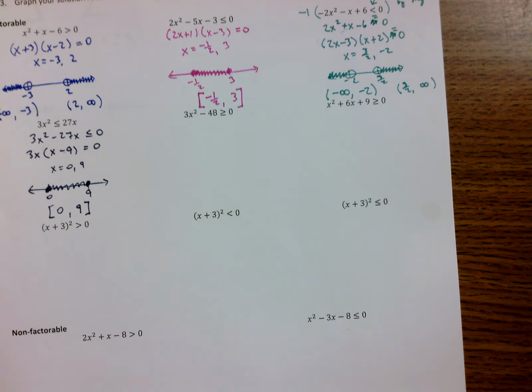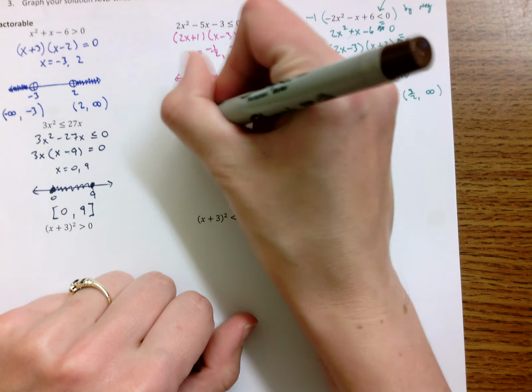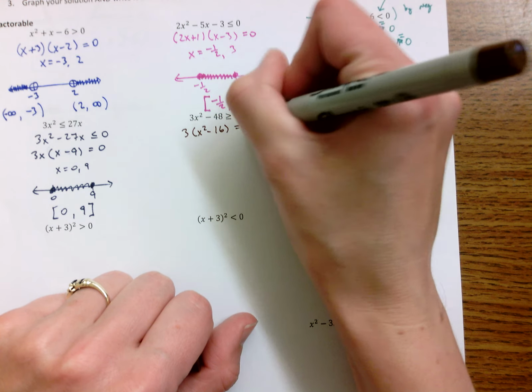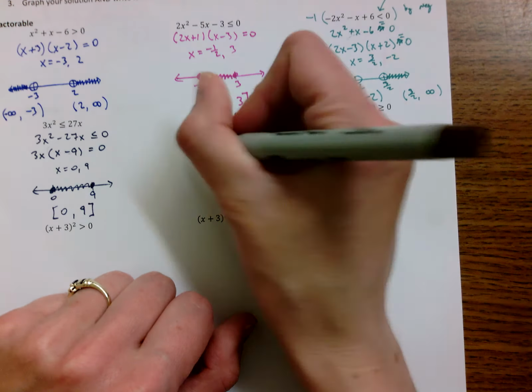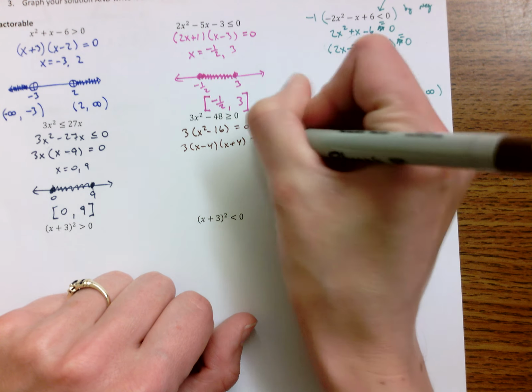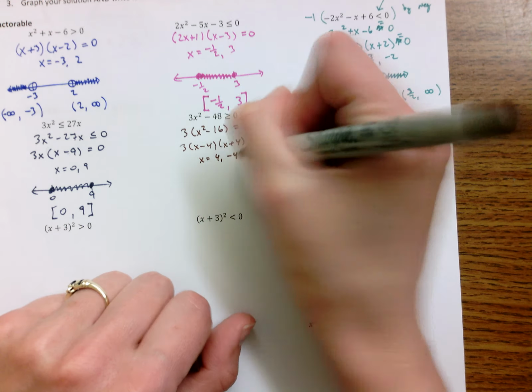All right, this guy right here. Brown this time. So I can GCF factor this again. So 3 comes out, and I'm left with x squared minus 16. And then that's the difference of two squares. So 3 times x minus 4, x plus 4. So my two solutions are going to be 4 and negative 4.